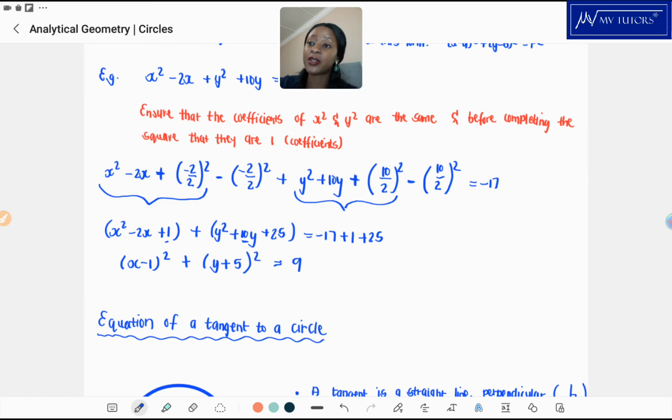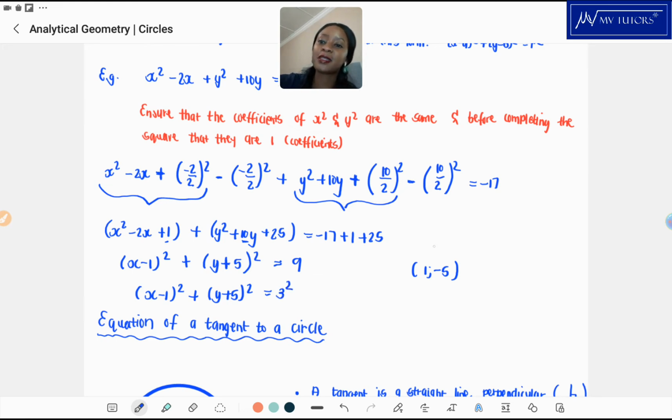The center is not at the origin. Out of interest, I have a center of 1 and minus 5. Remember, if we have a positive here, it means we had a negative. Okay, so that is my center. Let's write it out again, because now I need to put the radius in terms of r squared. So I have y plus 5 squared, and if I were to root 9, I would get 3, so that would be 3 squared.